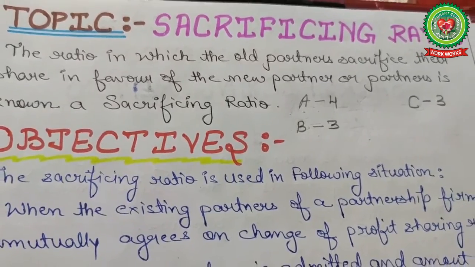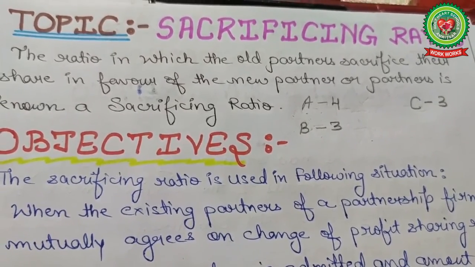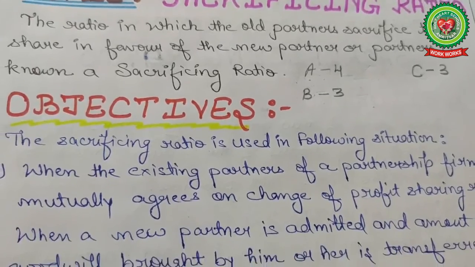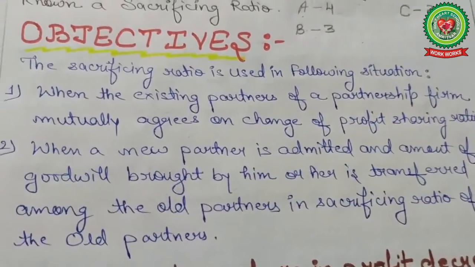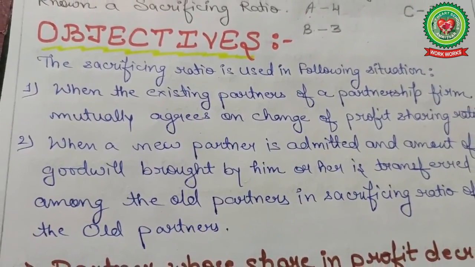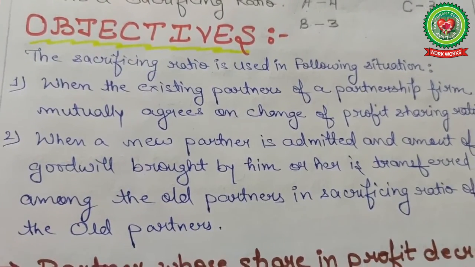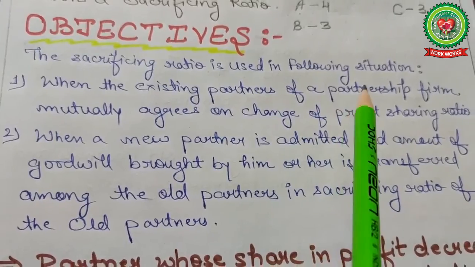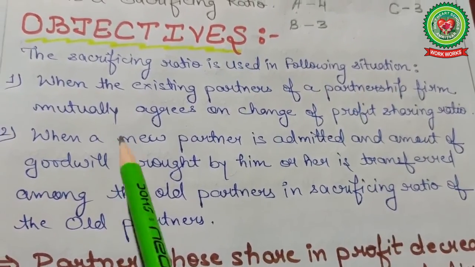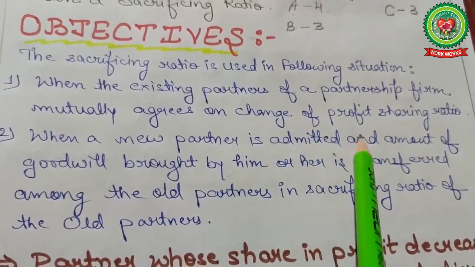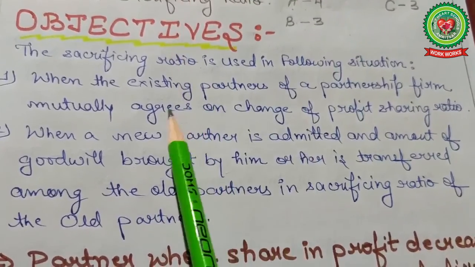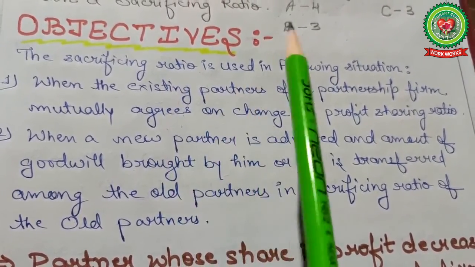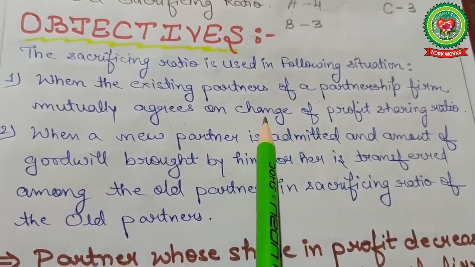See the definition: a ratio in which old partners sacrifice their share in favor of a new partner is known as the sacrificing ratio. Now what are the objectives? The sacrificing ratio is used in the following situations. In which situation is this ratio used? When the existing partners of a partnership firm mutually agree on a change of profit sharing ratio. When your old partners mutually agree to change the profit sharing ratio, then the sacrificing ratio is used.